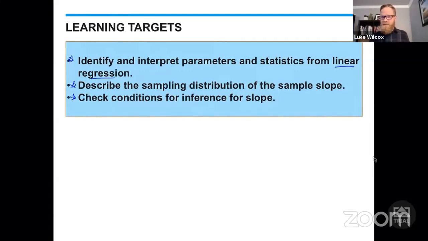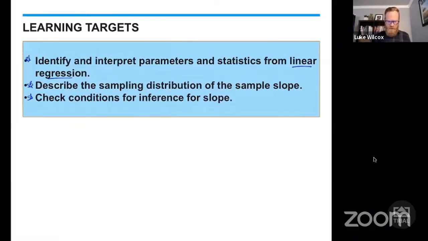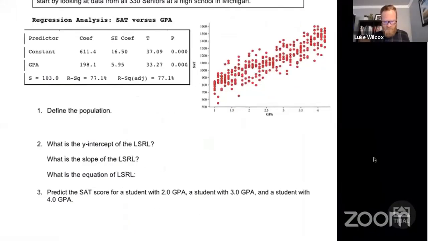And that's really just going to be setting us up for the next two lessons where you're going to calculate a confidence interval and a significance test for a slope. And there are some conditions that must be met in order to perform that inference. So we'll check back in on these learning targets when we get to the end of today's lesson. So let's move right into today's lesson.